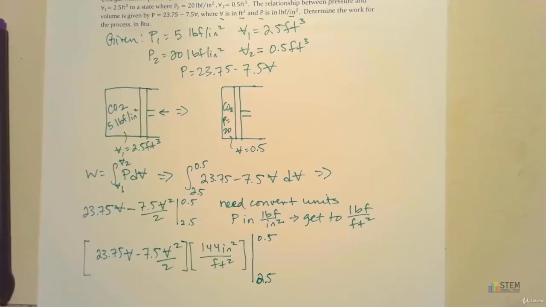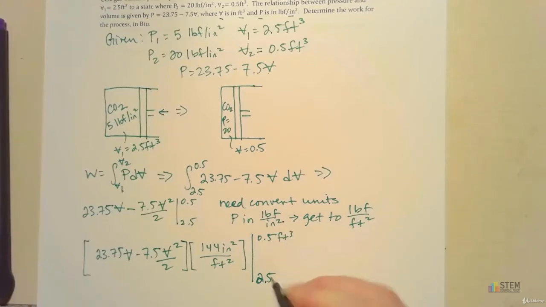Okay. So now we've got that. And remember, this expression here is pound force per square inch. So the square inch part cancels out with this one. Okay. And then it's just going to leave us with pound force per square foot. Right? And then these volume numbers, these are cubic feet. Okay. So the units will all work out.